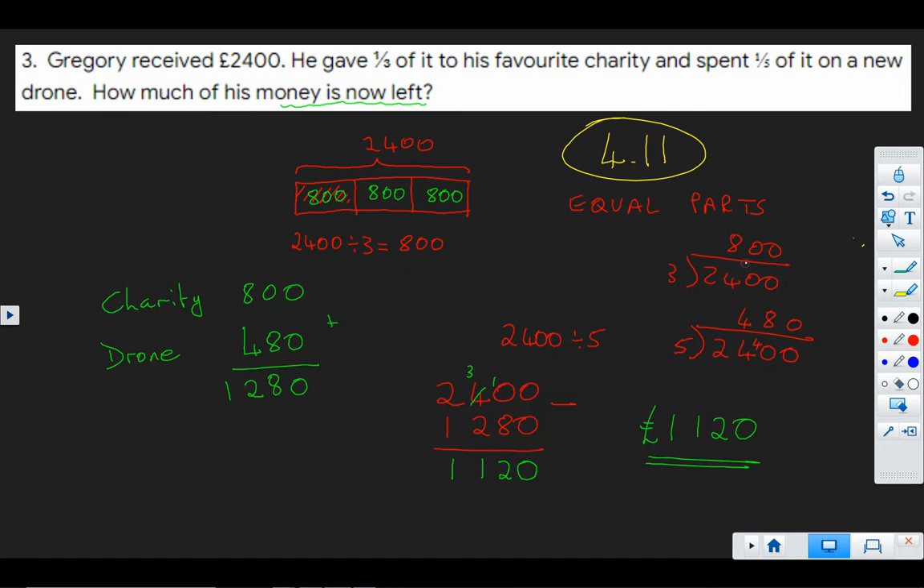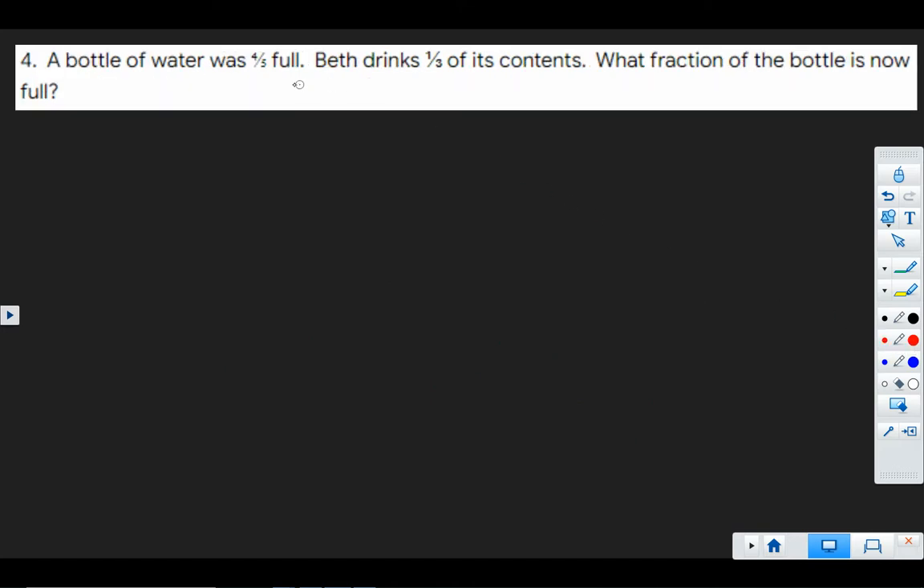4.11. Okay, so question 4, we've got another fractions question. So let's actually just draw our bottle and get a sense of what's going on here. So it's 4/5 full. So that's 1, 2, 3, 4, 5. So this is our 4/5.